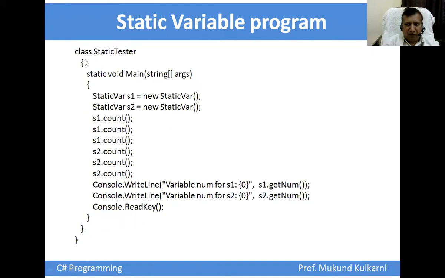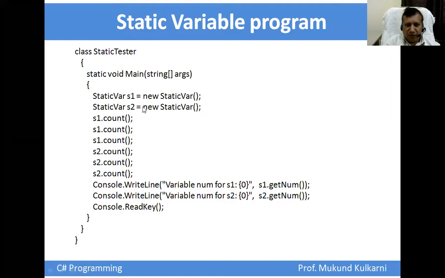Now there is another class in the same namespace, class StaticTester, which contains the main function. Now main is static. Please try to understand this. We will discuss this in the next part. Static void main, and there are two different objects. StaticVar, which is a class name, s1 is equal to new StaticVar. Again, StaticVar s2 is equal to new StaticVar. That means s1 and s2 are two different objects of the same class StaticVar.